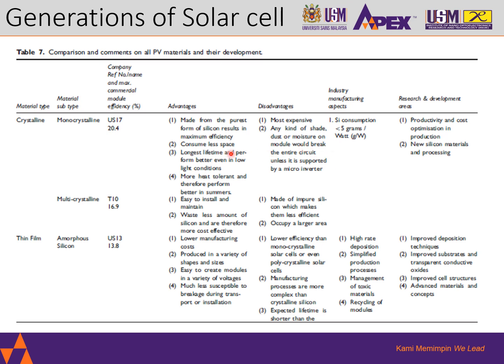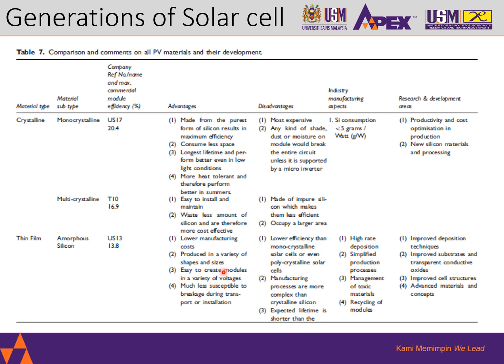Okay. However, these advantages are quite interesting because it is made from the purest form of silicon and consumes less space, of course, and has the longest lifetime ever because it is single crystalline, and because of the crystallinity it is more heat tolerant and performs better in summers. However, with multicrystalline, even with the disadvantages of impurity and larger area, it is easy to install and maintain and wastes less silicon and is therefore very cheap.